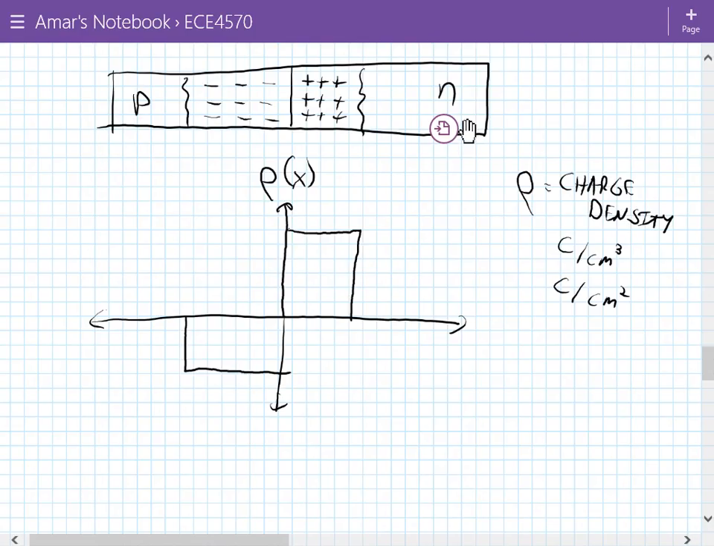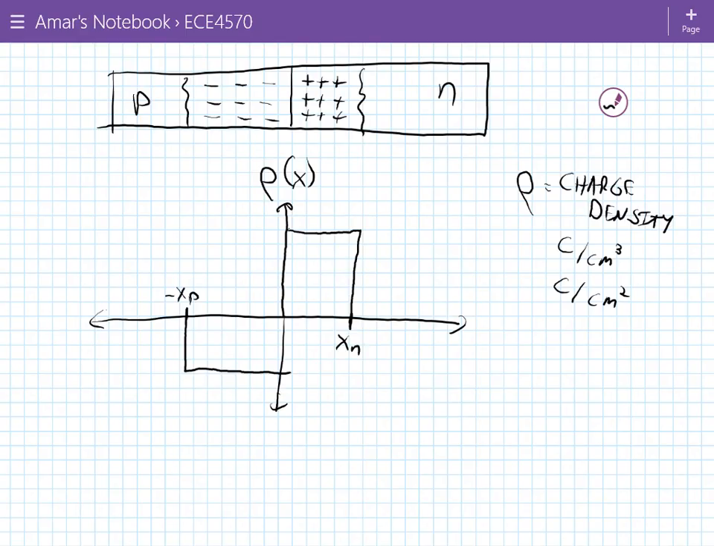Now remember, the number of charges on this side has to equal the number of charges on this side. So as a result, the width of the junction on the N side is smaller than the width of the junction on the P side. So we can call this X sub N. This is the width of the junction on the N side. And X sub P is the width of the junction on the P side.